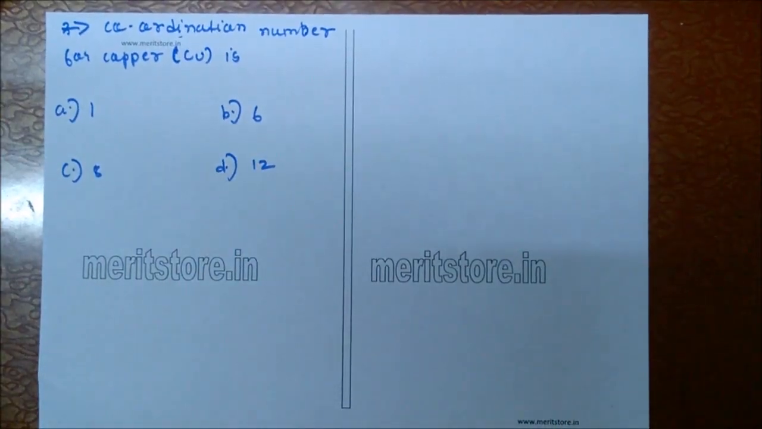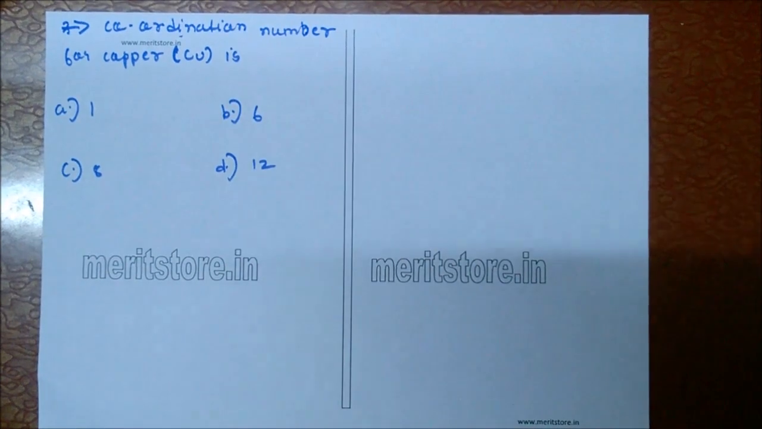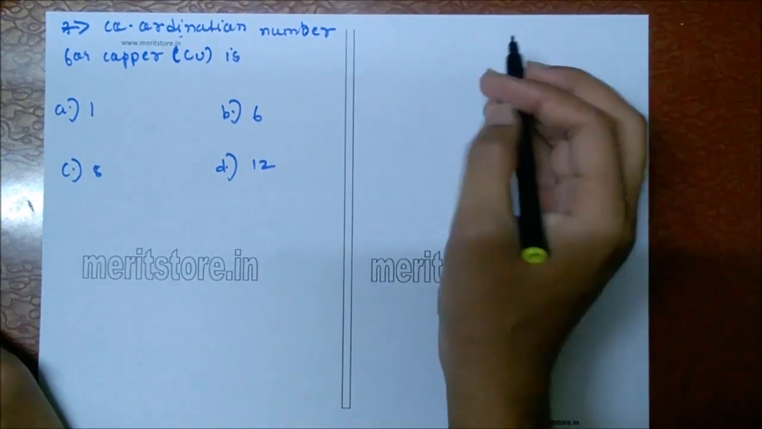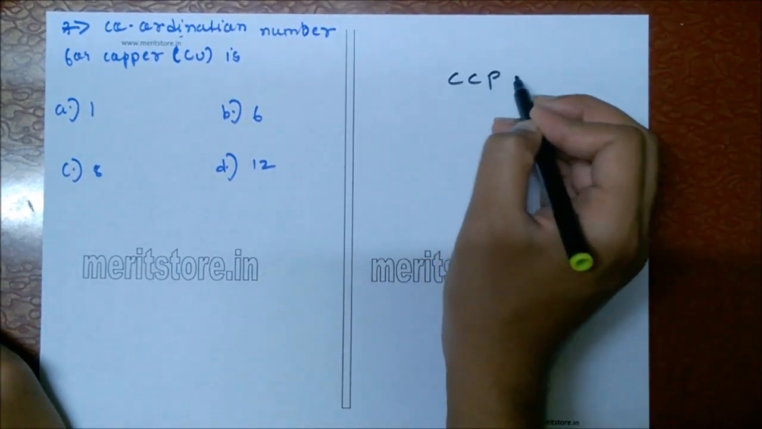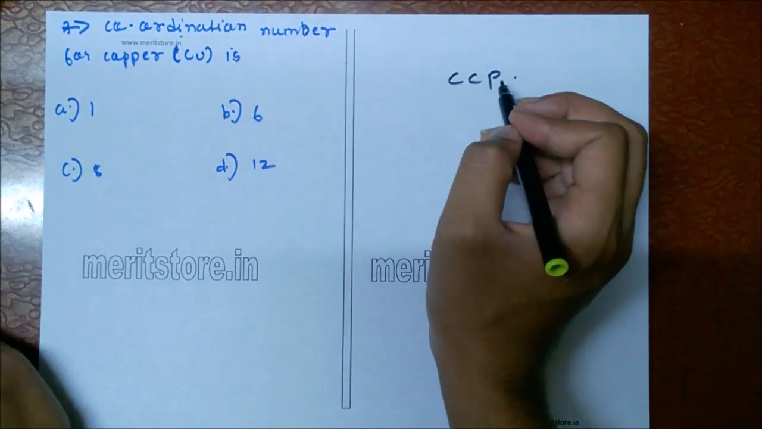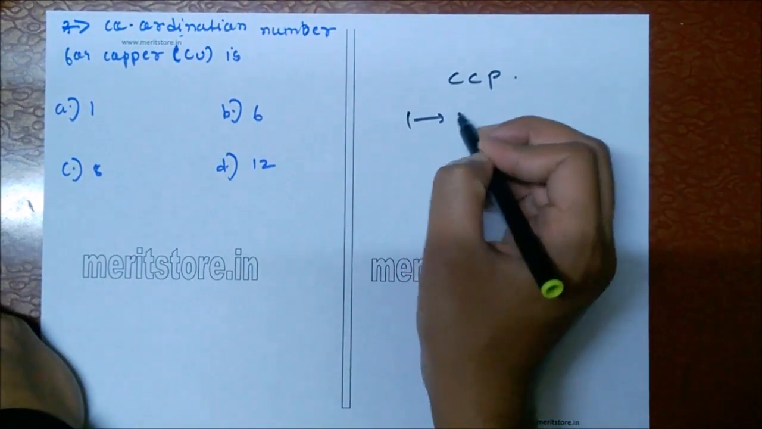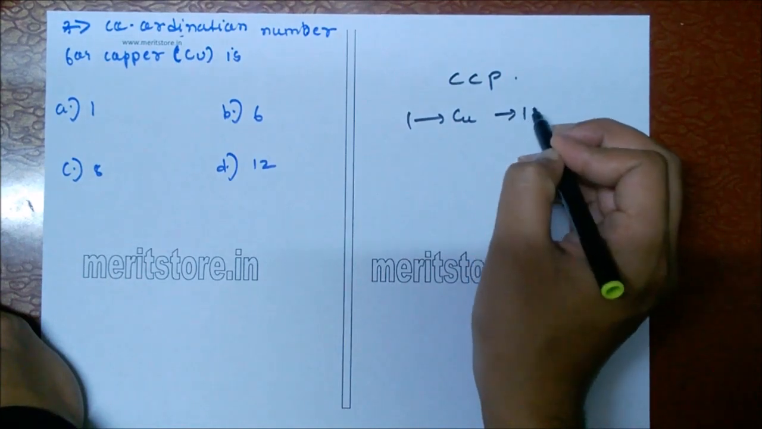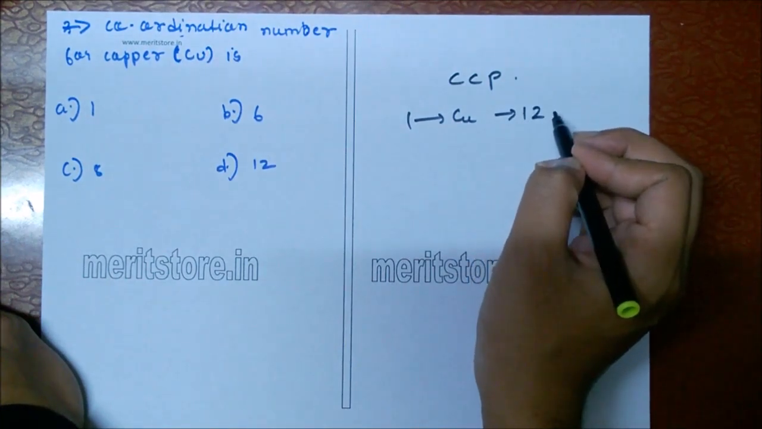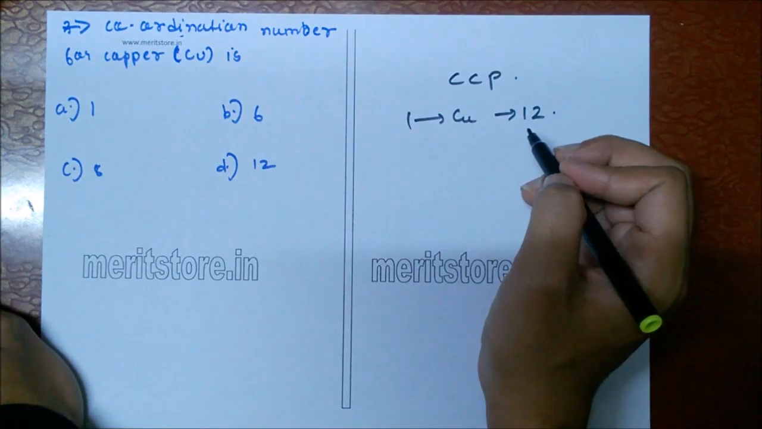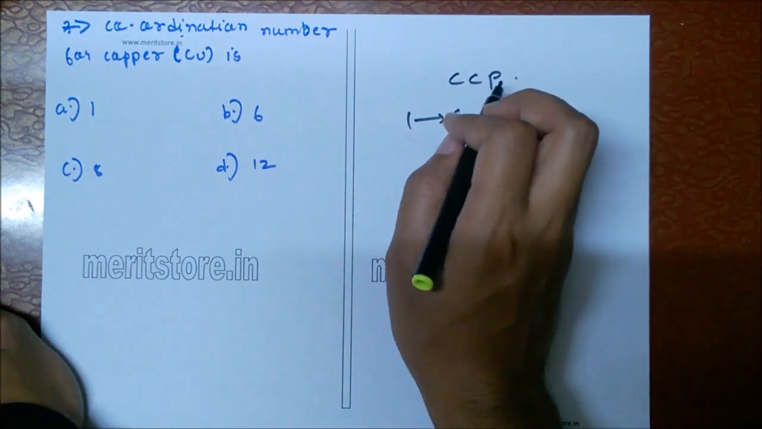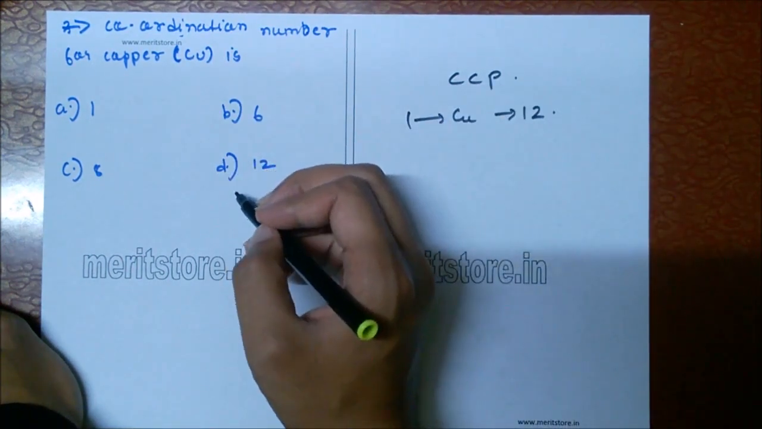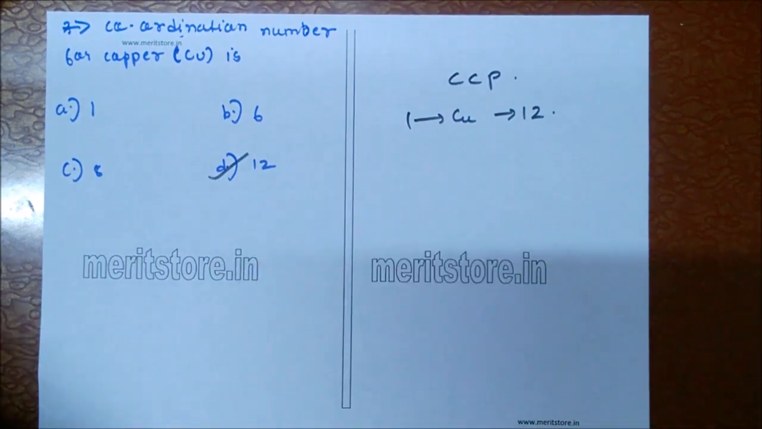Coordination number for copper is A 1, B 6, C 8, D 12. Copper has a cubic close packed structure, CCP structure. In this structure, one copper atom is attached to another 12 copper atoms in metallic copper. So the coordination number is 12 for a copper atom. So option D is the correct answer.